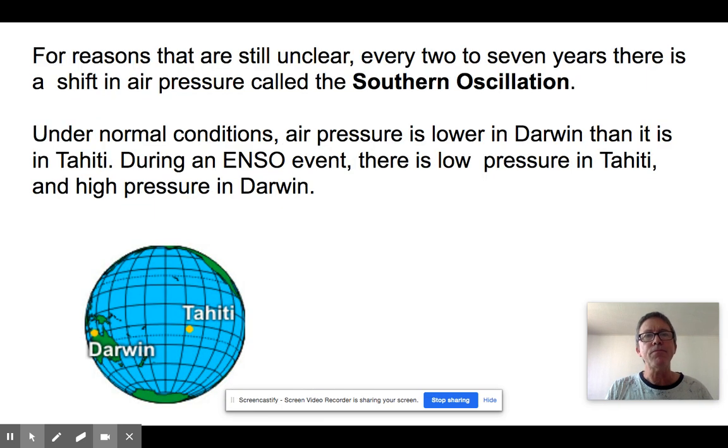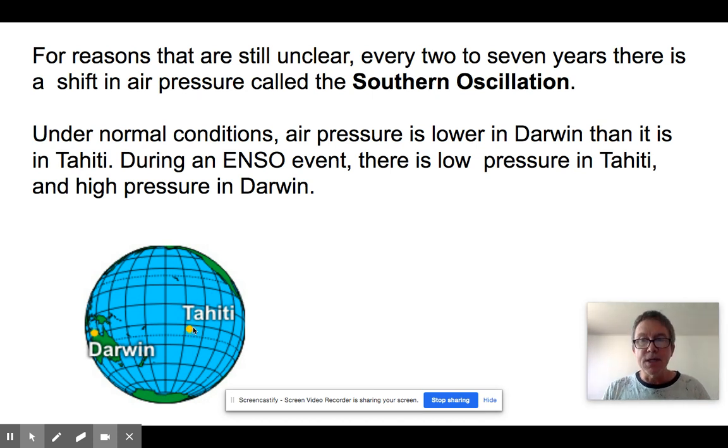Okay. Now, for reasons that we still don't know, every 2 to 7 years, something happens that breaks this feedback loop, and we call it the Southern Oscillation. There's this sudden shift of air pressure between Darwin, which is pretty much a good place to measure the Pacific warm pool, and Tahiti, which is in the mid-Pacific.